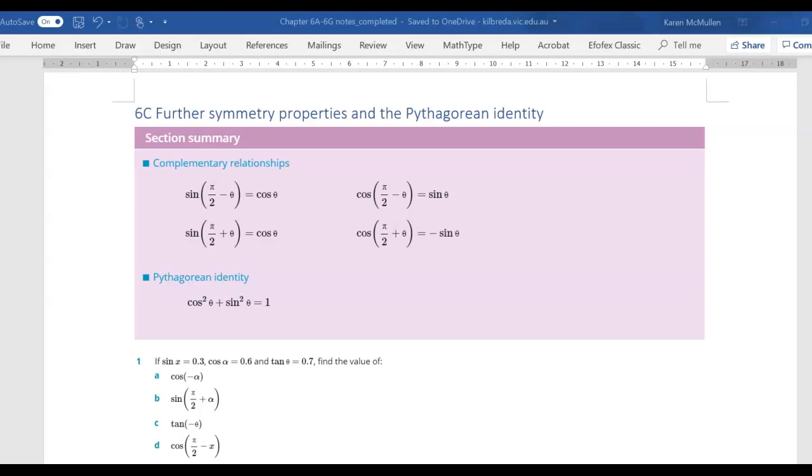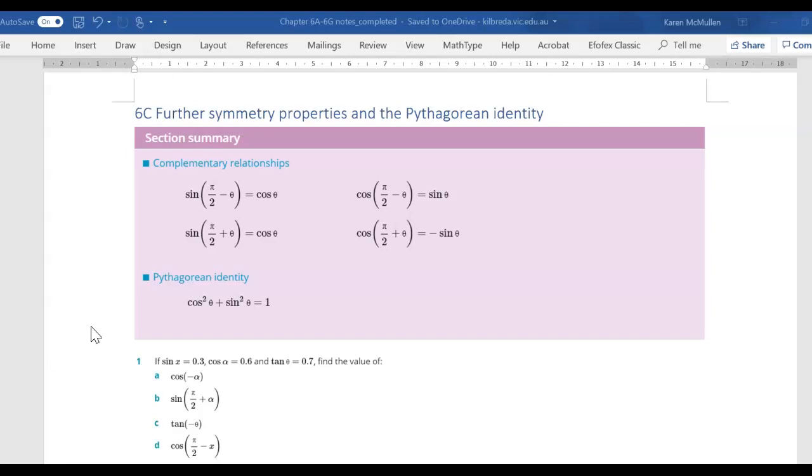Hi, in this video we're going to go through 6C, further symmetry properties and the Pythagorean identity. Basically what we have here in the pink box is stuff you know already. It's just in terms of radians.